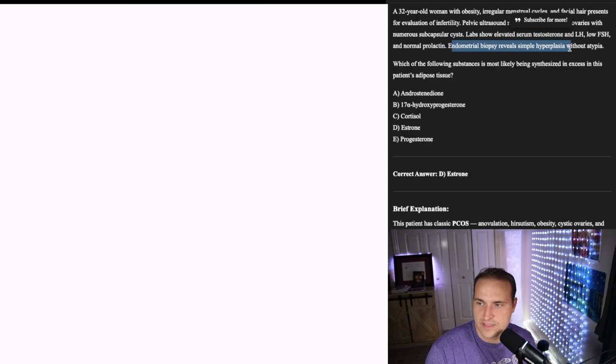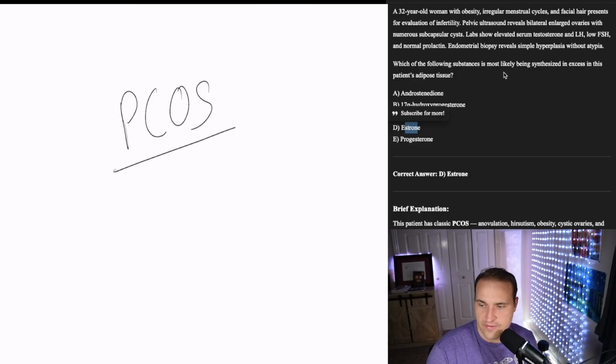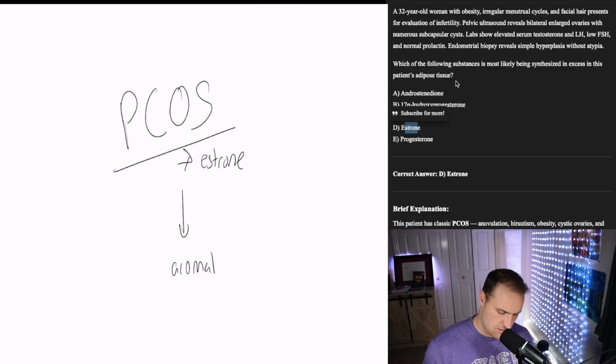Endometrial biopsy reveals simple hyperplasia without atypia. Which substance is synthesized in excess? Estrone is the answer. This is polycystic ovarian syndrome. They've got anovulation, hirsutism, obesity, cystic ovaries, and endometrial hyperplasia. Hyperandrogenism, elevated testosterone, is converted into estrone via aromatase.